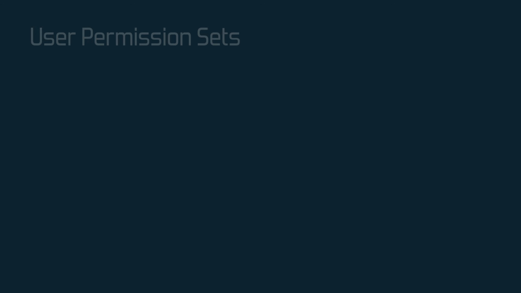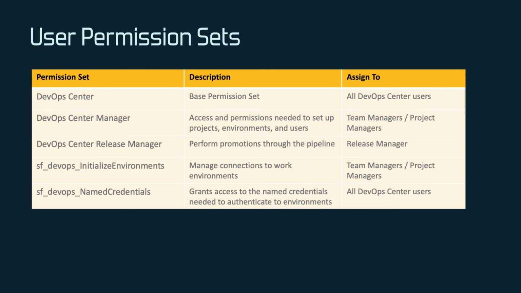So let's take a look at a set of permission sets that got installed along with the DevOps Center. So these are the permission sets that need to be assigned to different users based on their roles. The DevOps Center permission set needs to be assigned to all the DevOps Center users, but the DevOps Center Manager permission set needs to be assigned to specific users within your org who are responsible to set up the projects, environments, and users for DevOps Center.